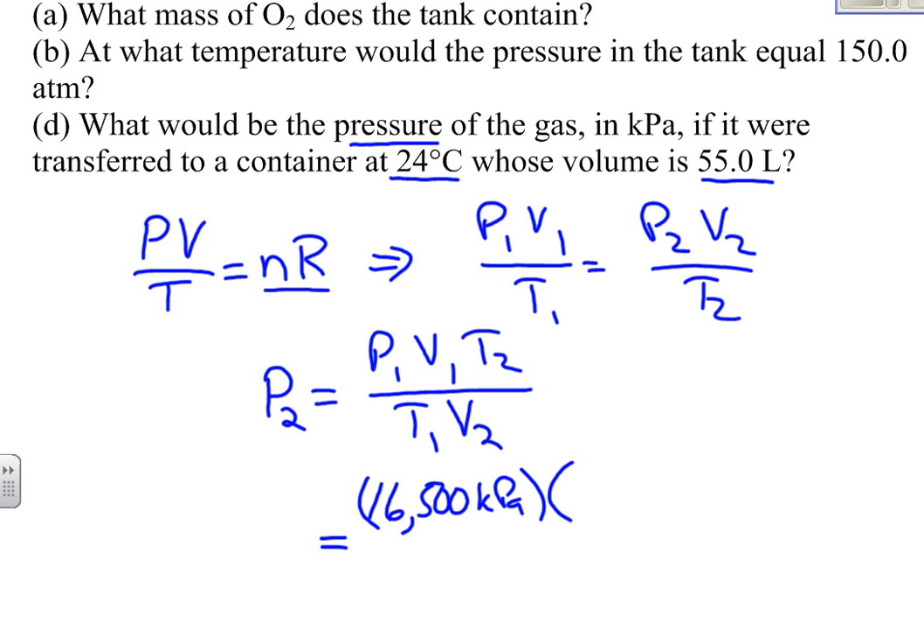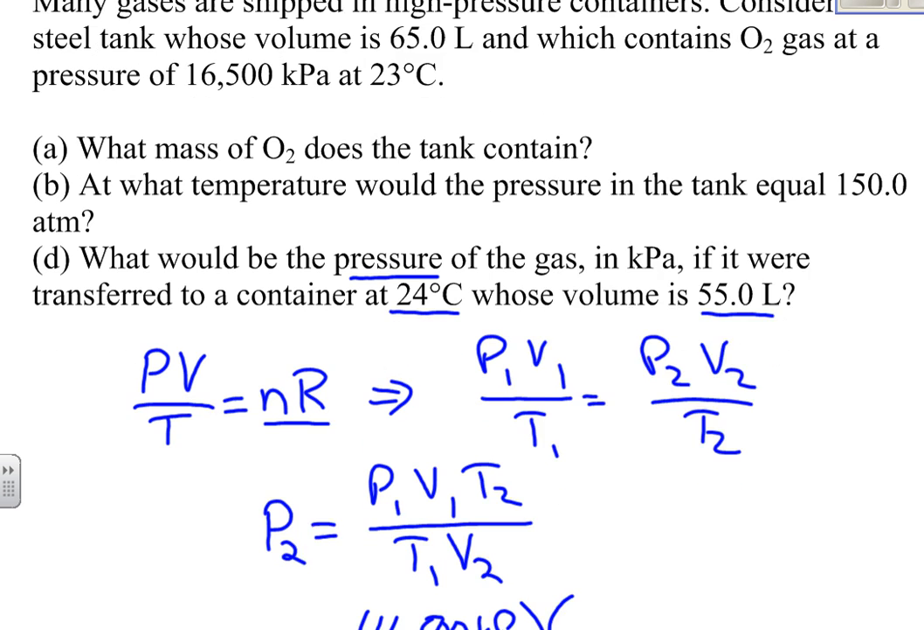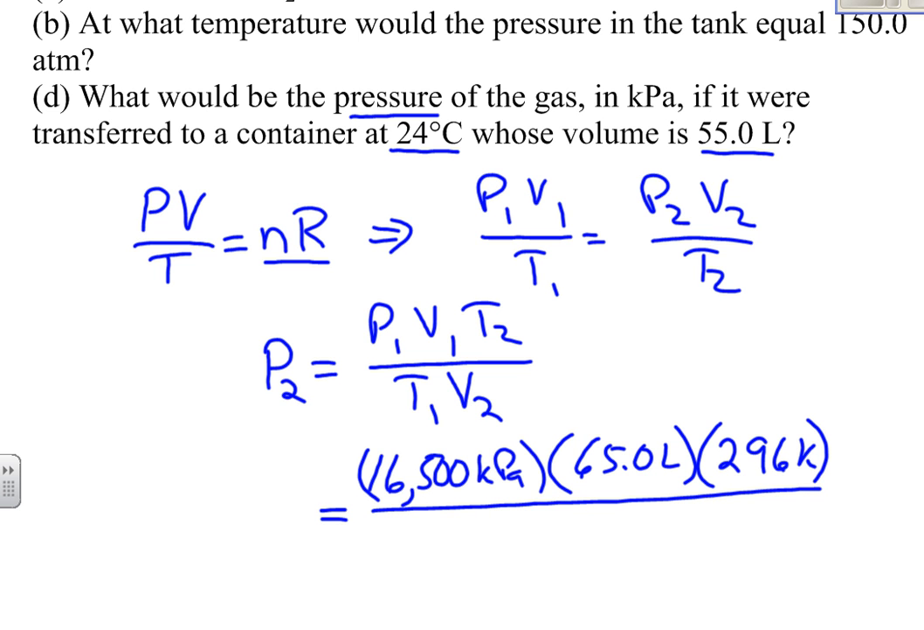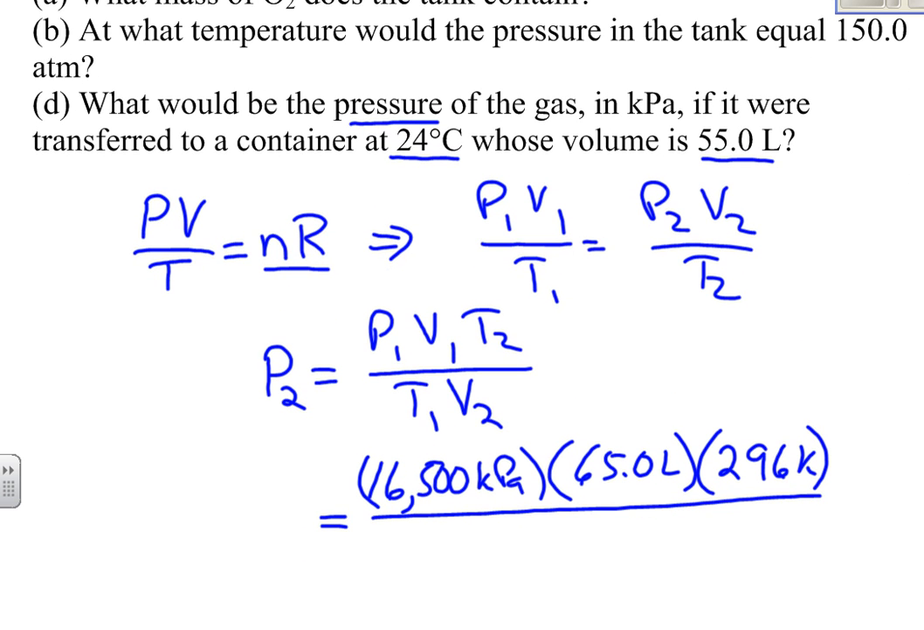My initial volume was 65.0 liters. My initial temperature was 296 Kelvin, divided by my new temperature. I'm going to 24 degrees Celsius, which I believe is just 1 degree up in temperature. So it would be 297 Kelvin. And my new volume is 55.0 liters. I should have done this in the last one, but just to confirm, kelvins cancel out top and bottom, volumes cancel out top and bottom.